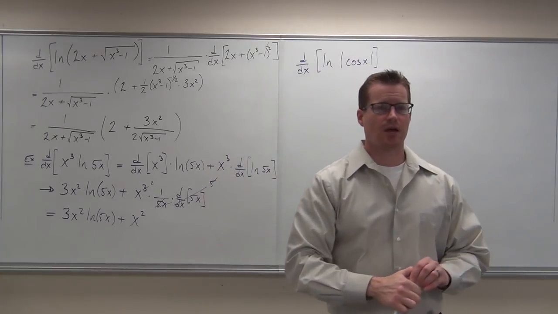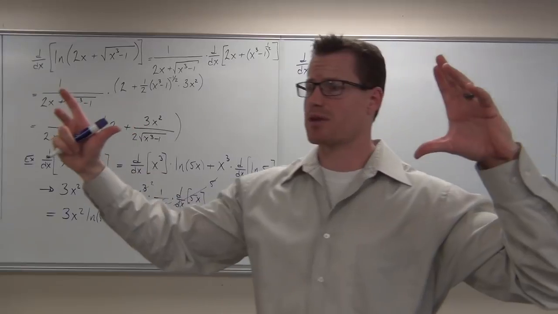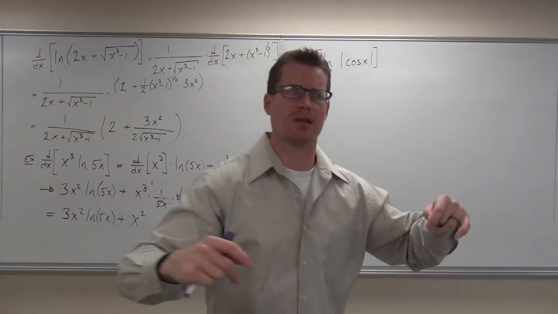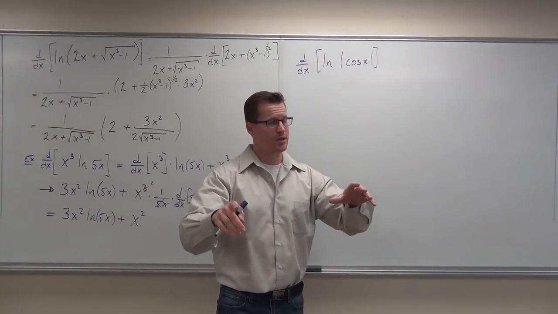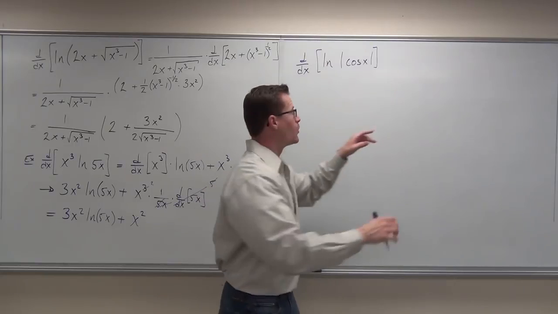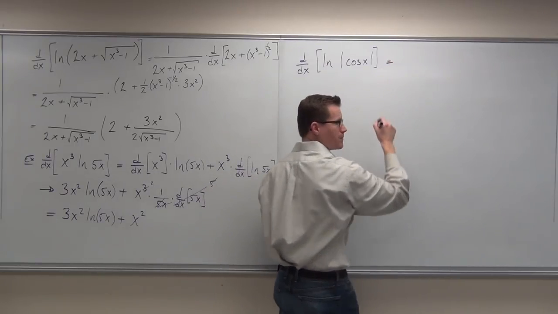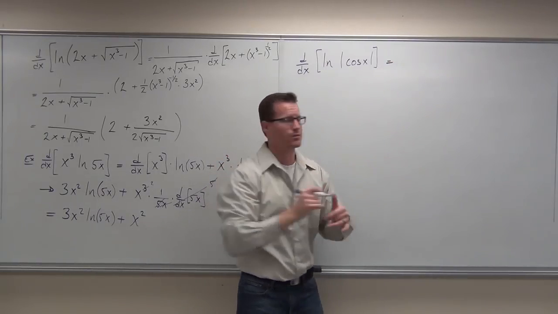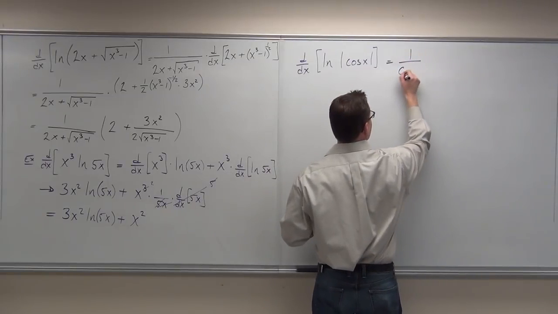First thing, ln is the overarching function. It contains everything here. So let's take the derivative of the ln. Y'all should be pretty good at this by now. We've done a few examples. What's the first thing I'm going to write? 1 over cosine x is absolutely true. Yeah, for sure. 1 over cosine x.